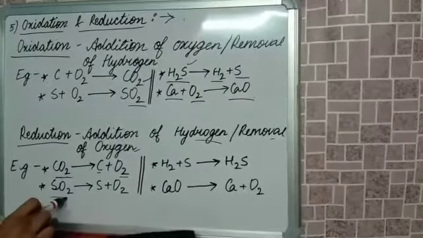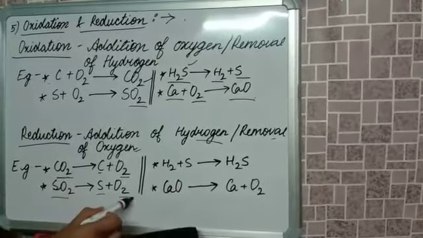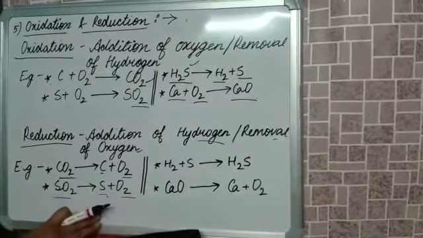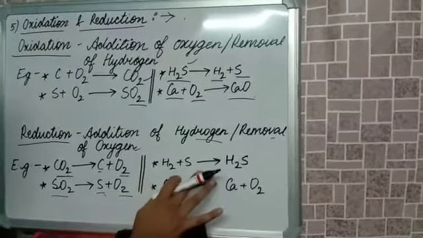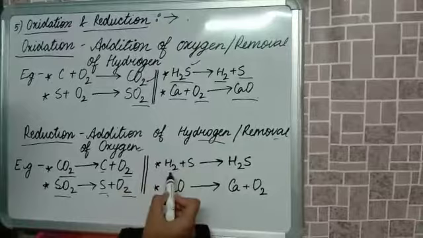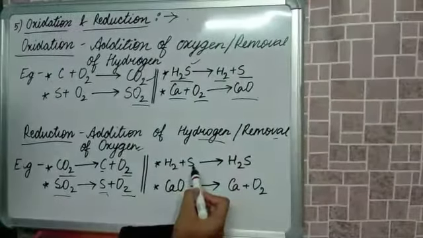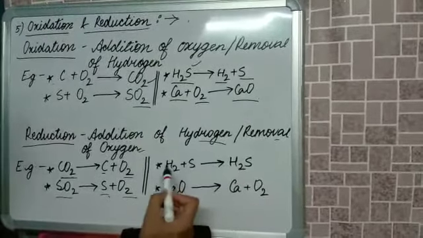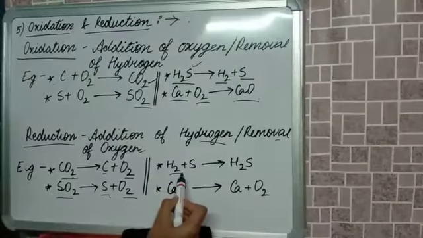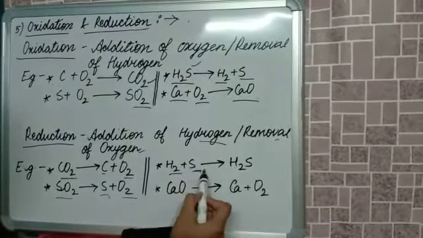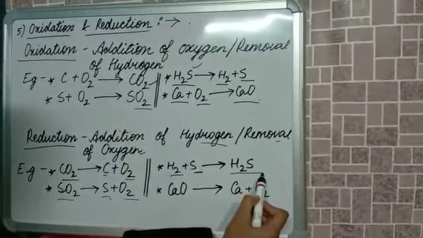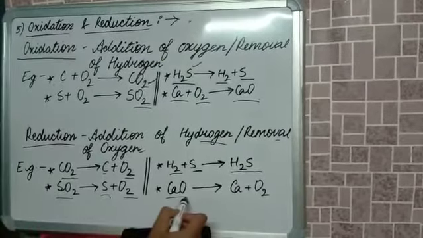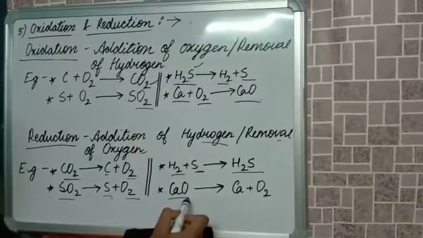Similarly, SO2, you can see it breaks into S plus O2. Here also SO2 is being reduced and it forms sulfur. Again, we have one more example, in which H2, hydrogen, reacts with sulfur to form H2S. In this also, you can see that hydrogen is being added, and so sulfur is being reduced to H2S.